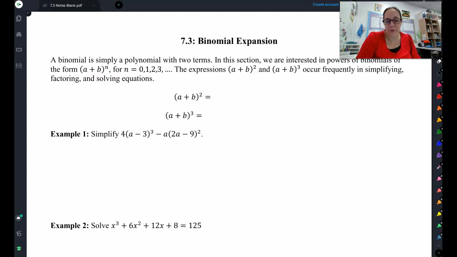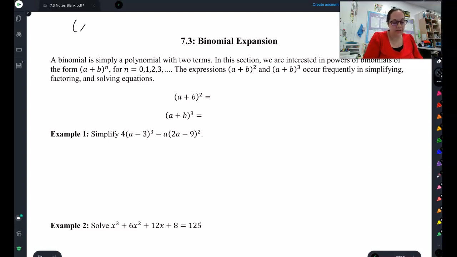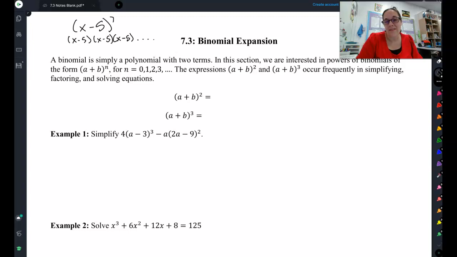Welcome to lesson 7.3. This lesson is actually a pretty cool one. In this lesson, we're going to learn how to do things like this, but instead of having to multiply this out 7 times, which would take forever, we're going to learn how to do it in one fast step. This is called binomial expansion.